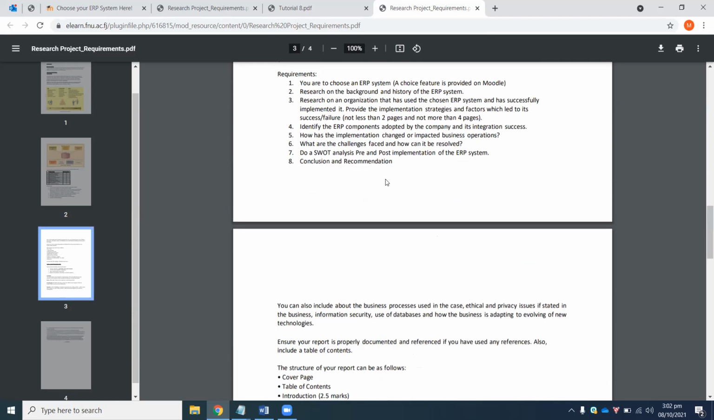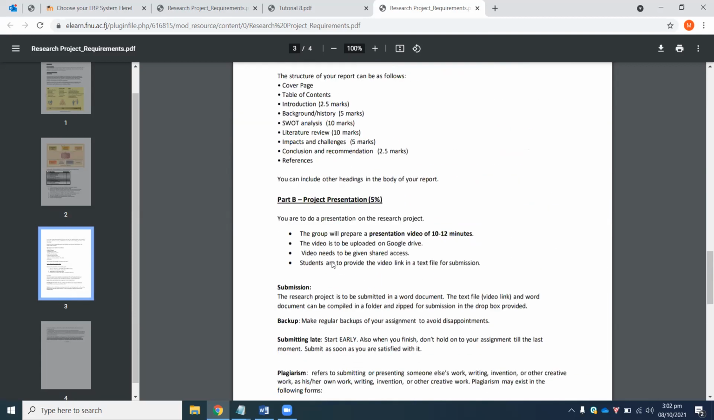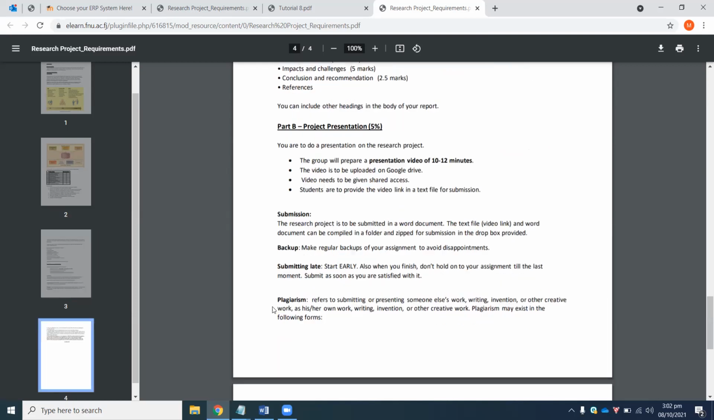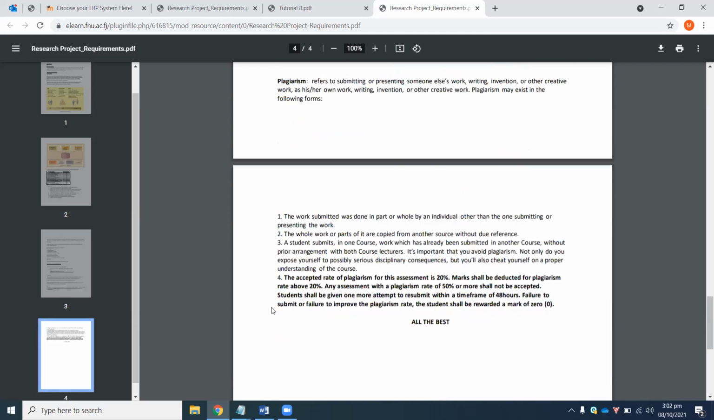It's an easy research. Go and research about the ERP, go and research about the organization that uses the specific ERP that you've chosen. Find out all the ERP components that were integrated and implemented. What changes it has caused in the business operations, what challenges and opportunities came up with the implementation of the ERP within the organization. Do a pre and post SWOT analysis, make a conclusion, and after that, make a video out of it. So that's an easy 15% towards your coursework. Are there any questions or queries from anyone?